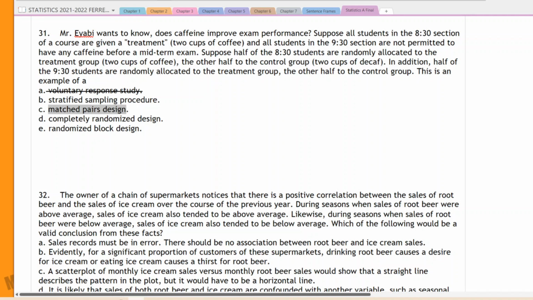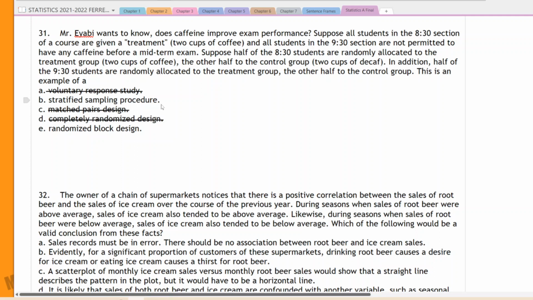Matched pairs design, well, we're not really matching any people together. Maybe we're matching the entire section at 930 with the entire section at 830, but matched pairs is about matching individuals, not about matching an entire group. So that doesn't sound like the correct answer. Completely randomized design, well, in a completely randomized design, we wouldn't make any distinction between the 830 and the 930 group. It wouldn't matter. So this is definitely not a completely randomized design.